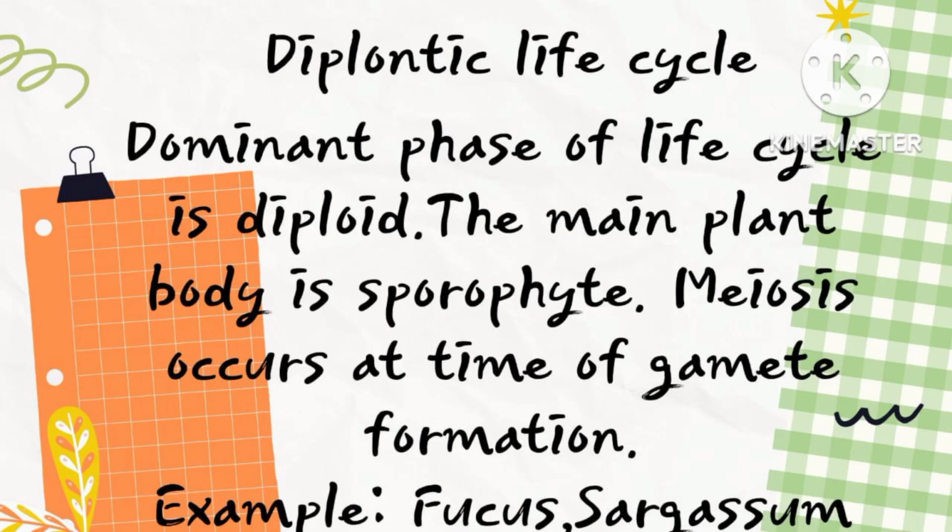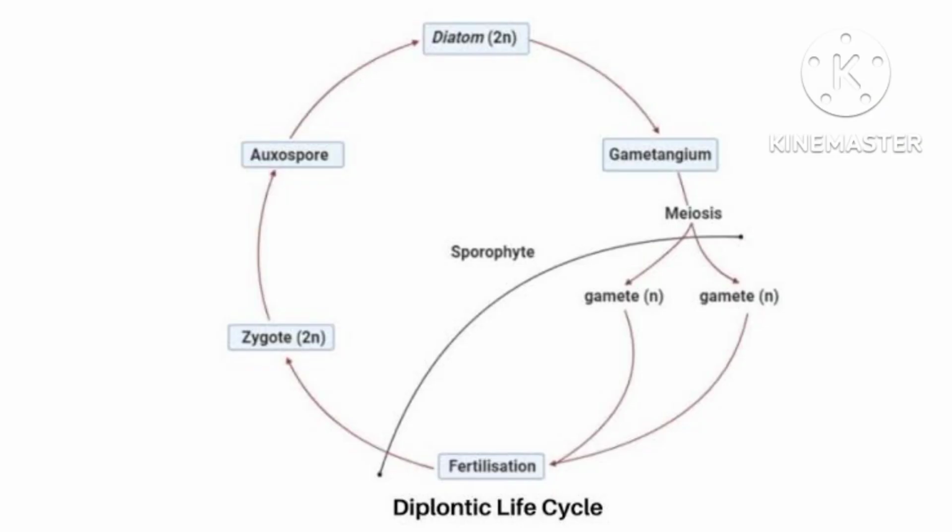Second type is the diplontic life cycle. Here, the dominant phase of the life cycle is diploid. The main plant body is sporophyte. Meiosis occurs during gamete formation. Examples are Fucus and Sargassum.